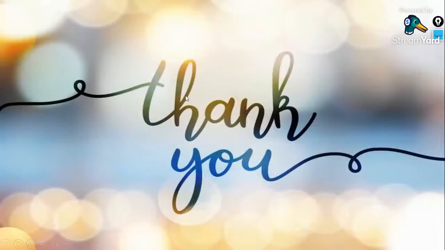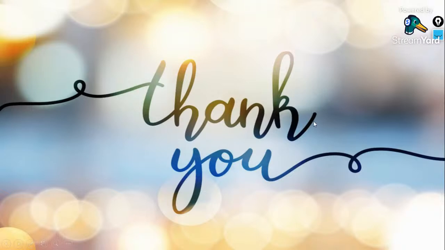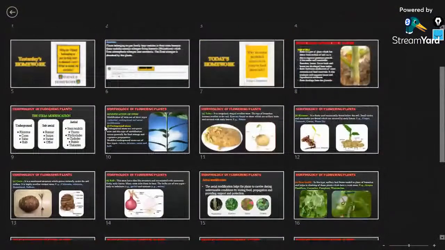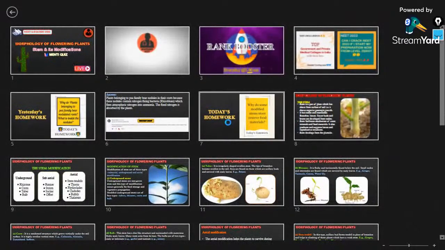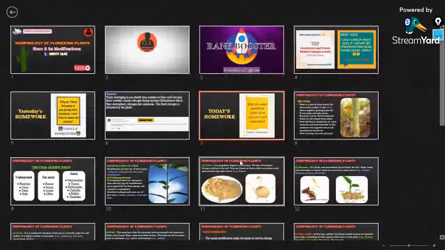So that marks the end of today's session. Is there any doubt for anybody? So guys, this is today's homework. Why do some modified stems store reserved food material? Thorn and sucker once again. Definitely.